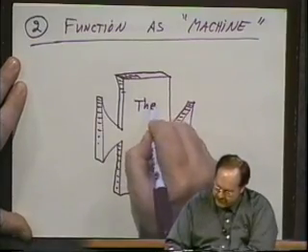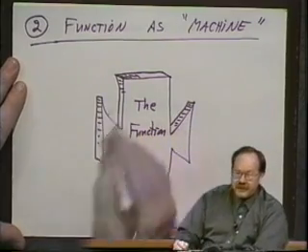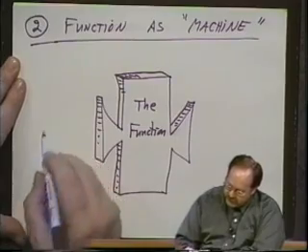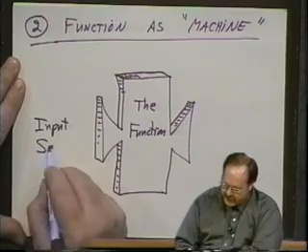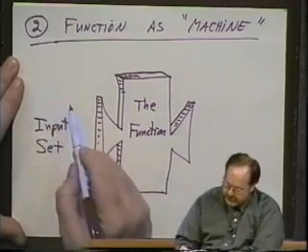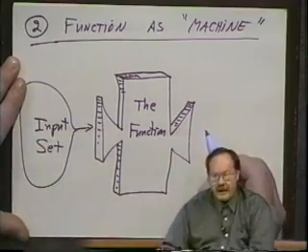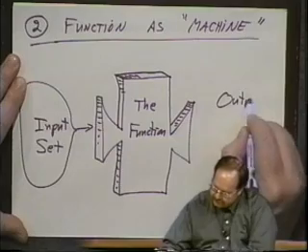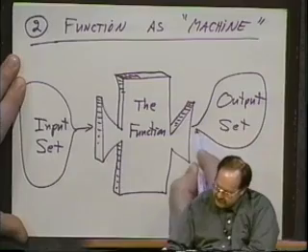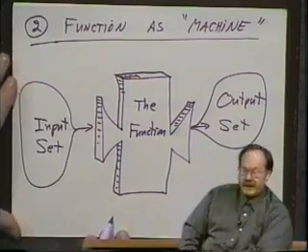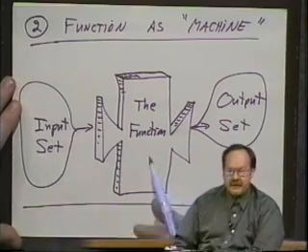This is the function, whatever the function is, as a machine. And what goes in over here? This is where the input comes from. And the whole set of input elements would be the input set, and they will go into the function. What will come out? The output set. Input set, output set, function in the middle.